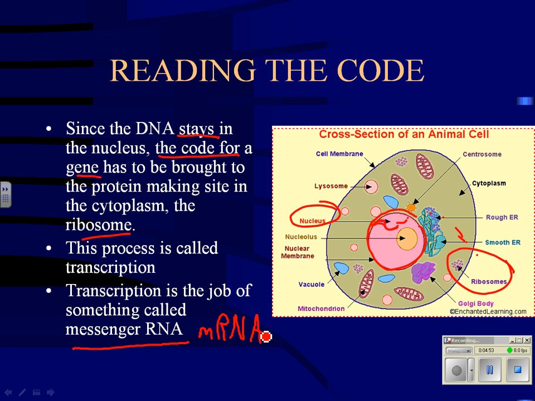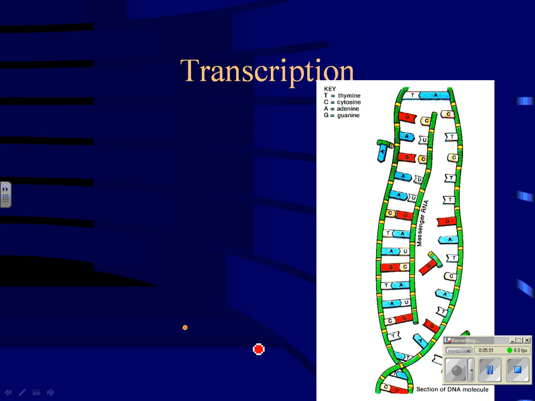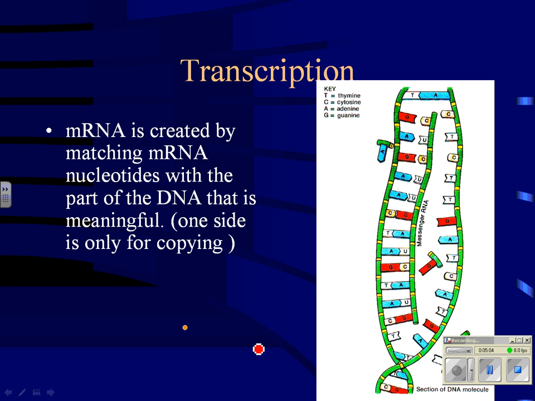What's RNA? Well, RNA is quite a bit like DNA. mRNA is created by matching the nucleotides of mRNA with a part of the DNA that's meaningful. One thing you may not have known is that when we said that DNA is the code for you, only one side is actually the code. The other side is only to make a copy of the meaningful side.